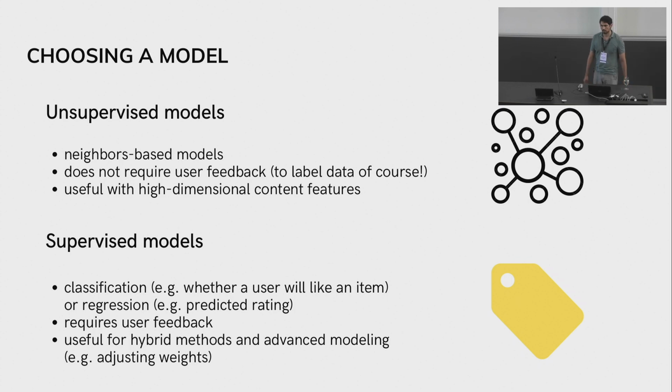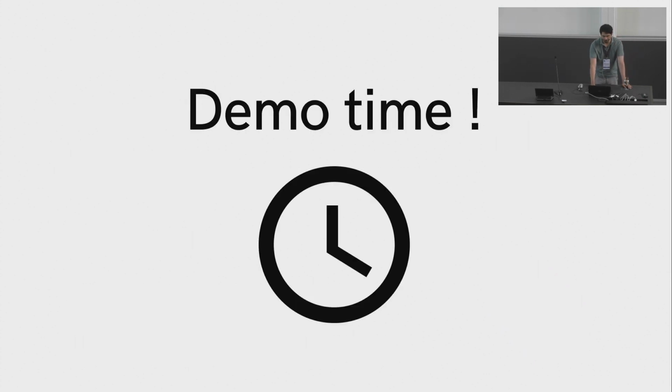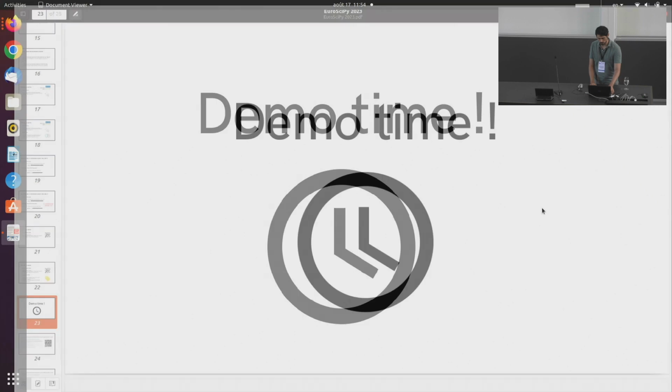And it's very useful for high-dimensional content, such as text. Anyway, you could also use recommendation systems that are supervised models, such as classification, for instance, saying if a user will like an item or not, or you can use regression to say, like, this user has an 80% probability of liking this film. It does require user feedback, and it's useful if you want something more advanced in terms of modeling. For instance, if you want your company to benefit somebody who paid premium so that their content is recommended more often. But okay, let's stop talking and show you how it actually works.